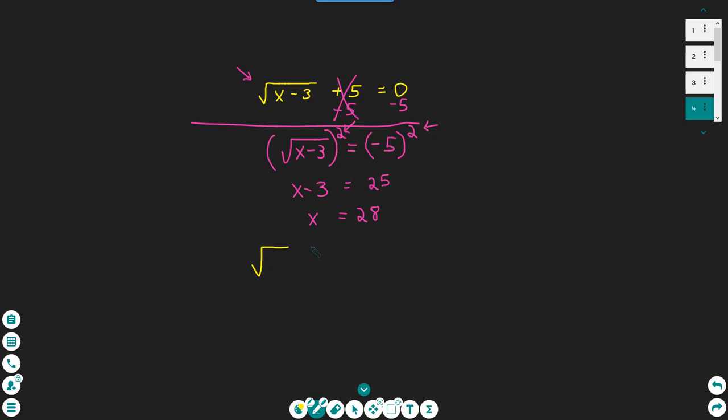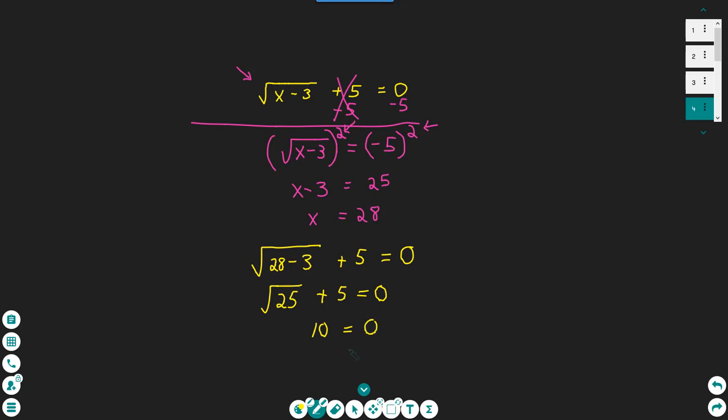So we have the square root. Now, instead of an x, we're going to go with the 28. So we have the square root of 28 minus 3, plus 5 equals 0. Just plugging it into our original equation. 28 minus 3 is 25, plus 5 equals 0. The square root of 25 is 5, and then 5 plus 5 is 10.